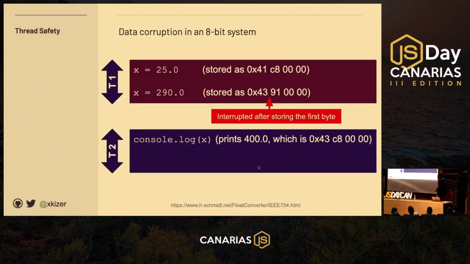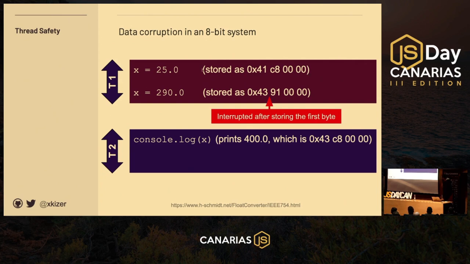Here, this is an 8-bit system. Most systems are 64 bits, but if I try to do that here, we are not going to have space. So this is an 8-bit system, and we are trying to store a floating point number. In the first line, we store the number 25. This is the hexadecimal representation of 25 in a 32-bit floating point number. This system is 8 bits, which means it can only store one byte at a time. So it has to store this, this, this, and this in sequence.